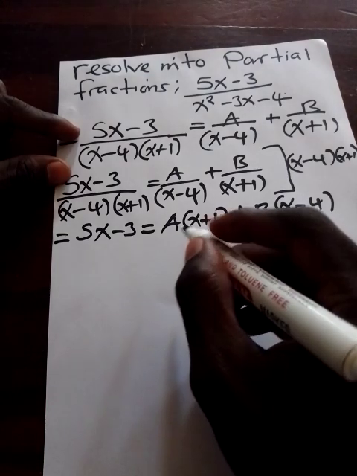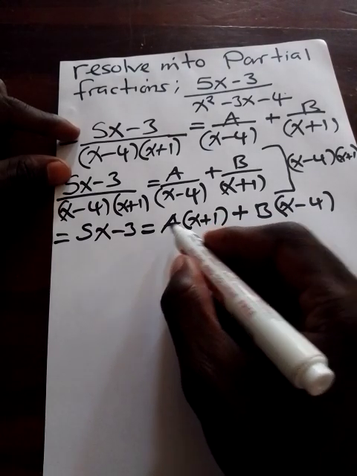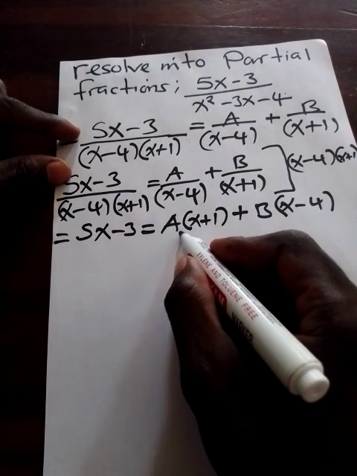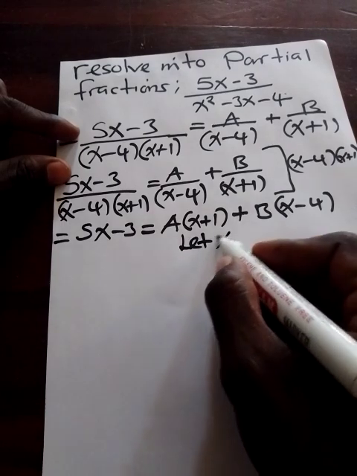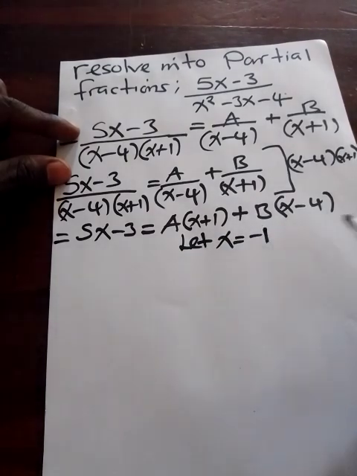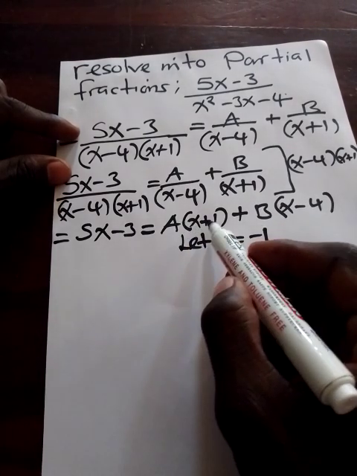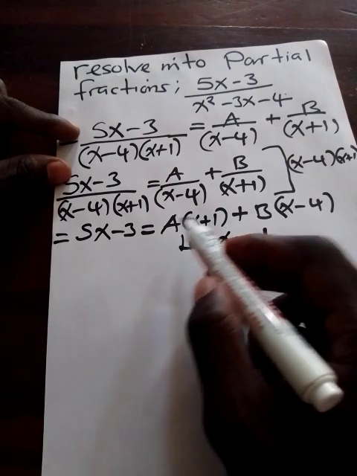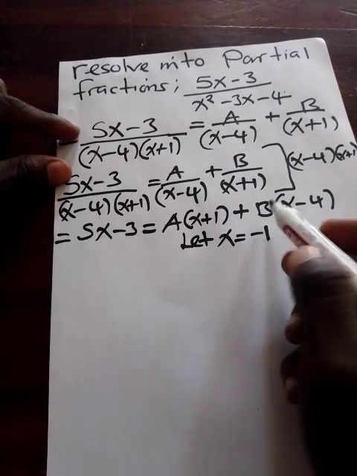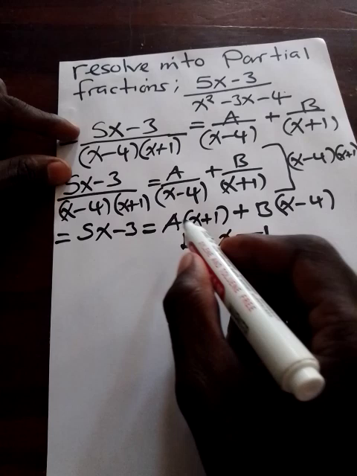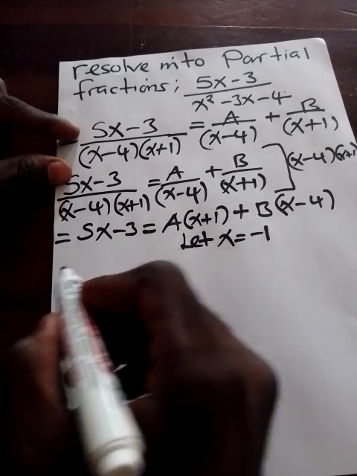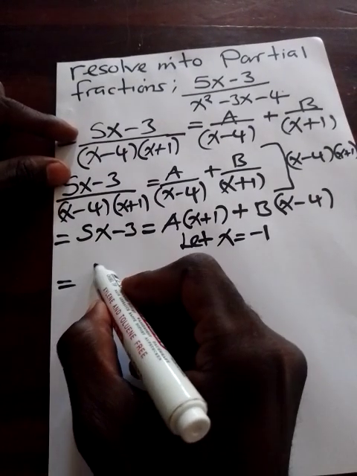For this particular one, we'll use this method. We want to find the value of b, so we must let x be equal to -1, so that when you put -1 here, we'll get a 0, and then 0 times a will just give you a 0, and then we calculate for the value of b. So what we have here is a 0, so this will just be equal to 5.